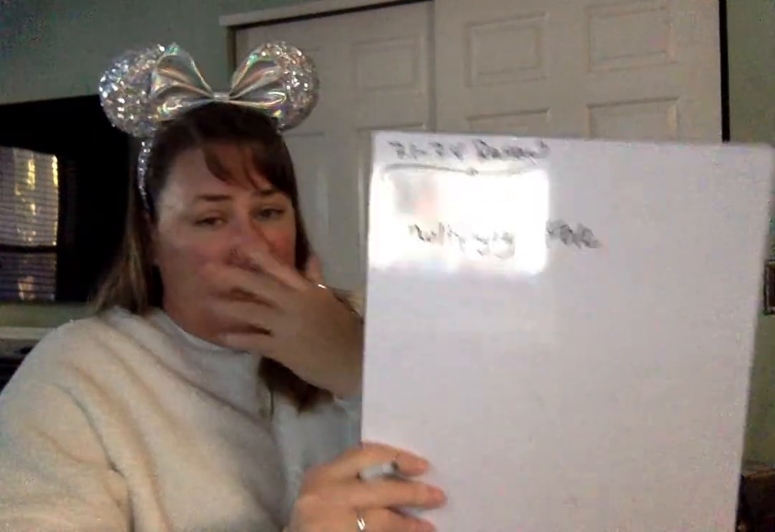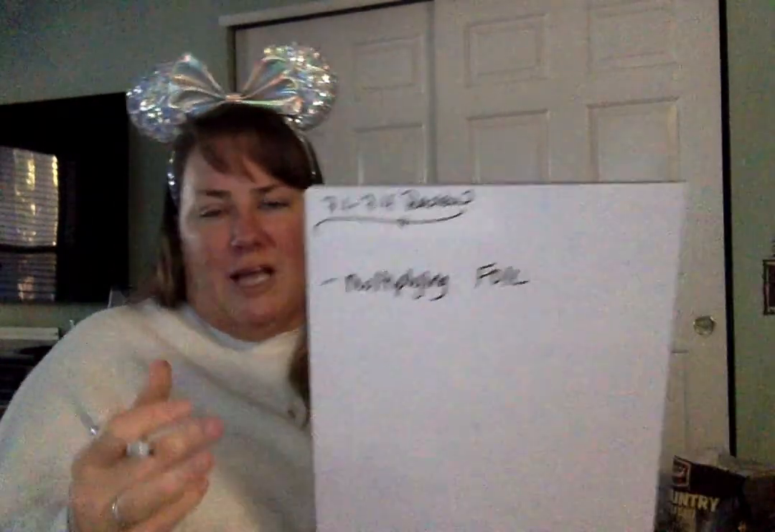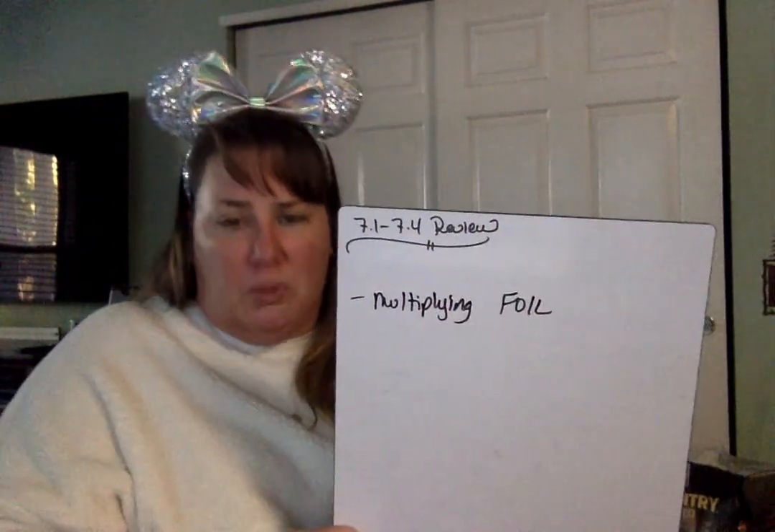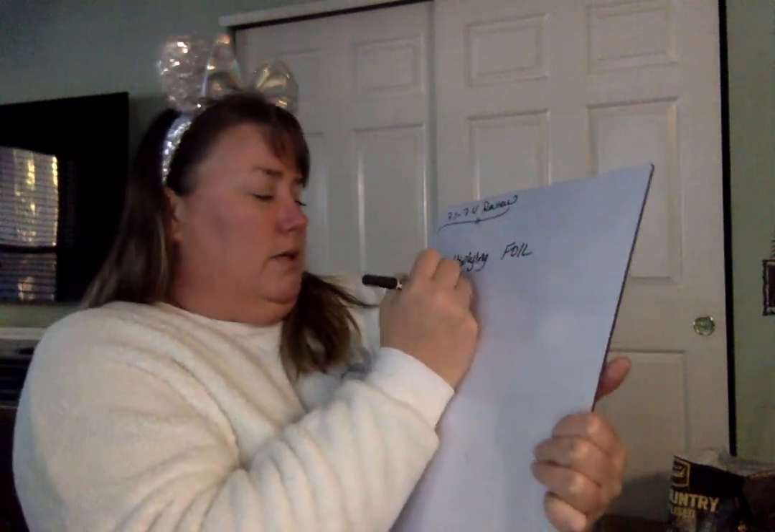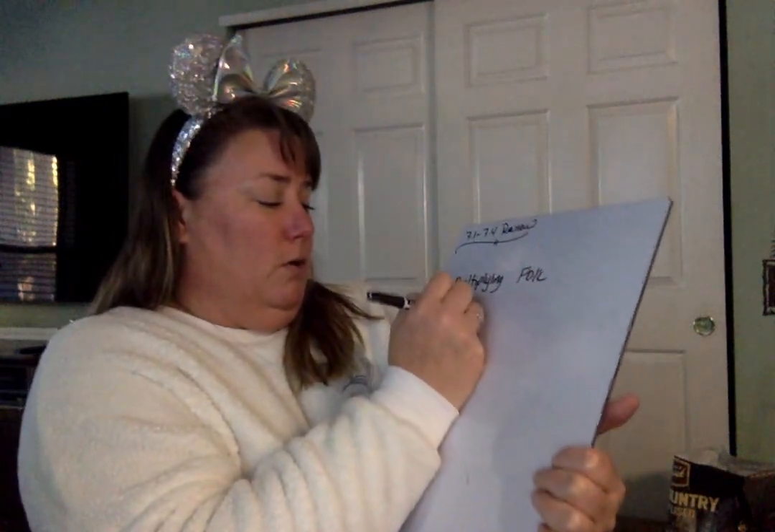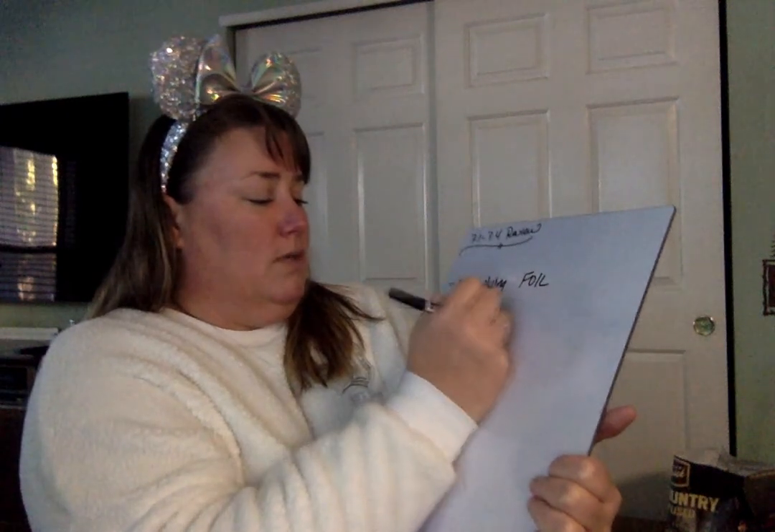So if you use FOIL, remember it stands for first, outer, inner, last, and that is the order in which you multiply your terms within your binomials. Let's go, how about good old x minus 4 times x plus 9.